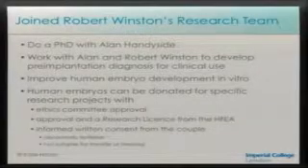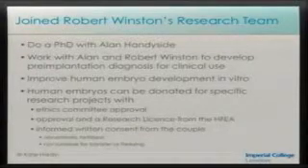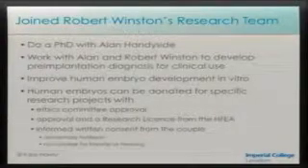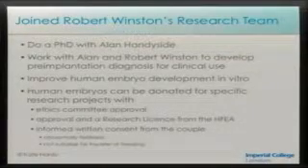So this meant working with human embryos, and they can be donated for specific research projects, and it's done with the informed written consent from the couple and approval and a research license from the HFEA and ethics committee approval. So it's a very carefully regulated process, but there are many infertile couples who really do want to help research into their infertility and who do donate embryos.